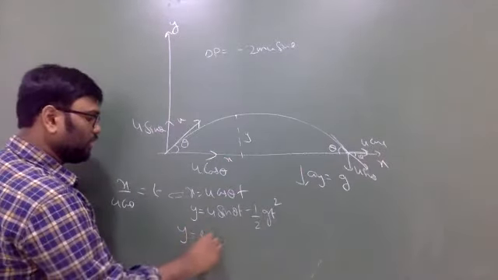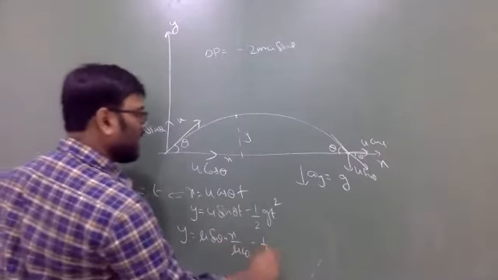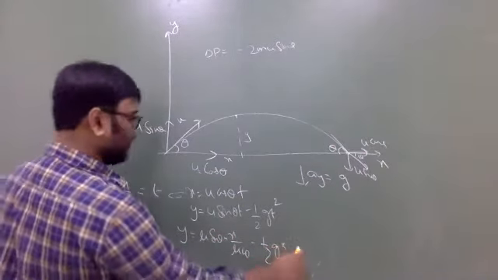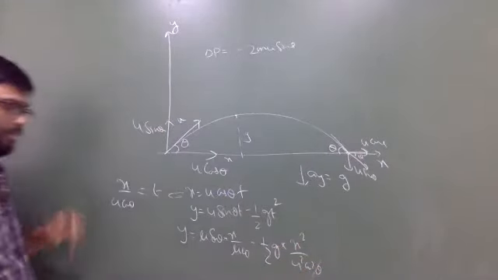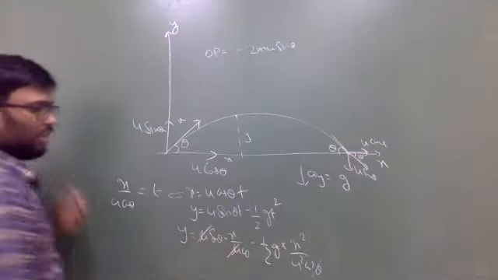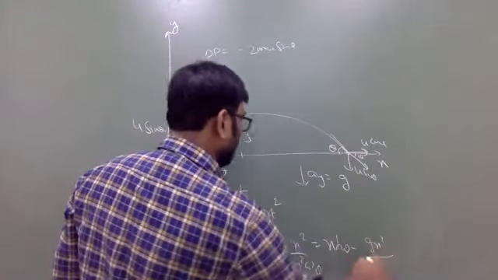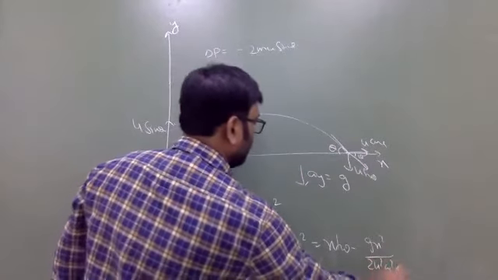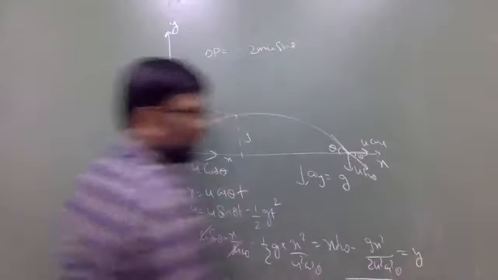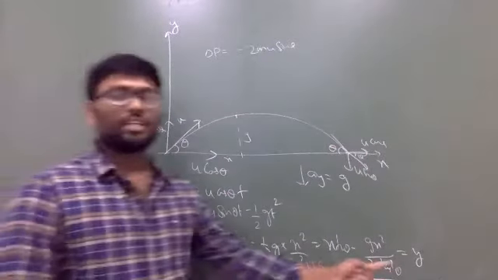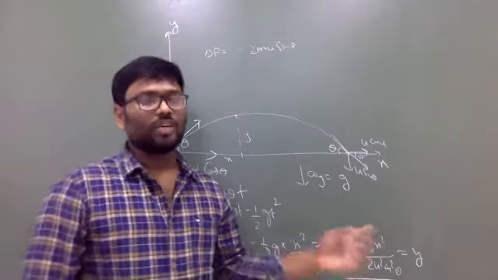y is equal to u sin theta into x by u cos theta minus half g t square. t square is x square by u square cos square theta. So here u gets cancelled. We get x tan theta minus gx square by 2u square cos square theta. This is called the equation of the projectile, or trajectory of the projectile: y is equal to x tan theta minus gx square by 2u square cos square theta.